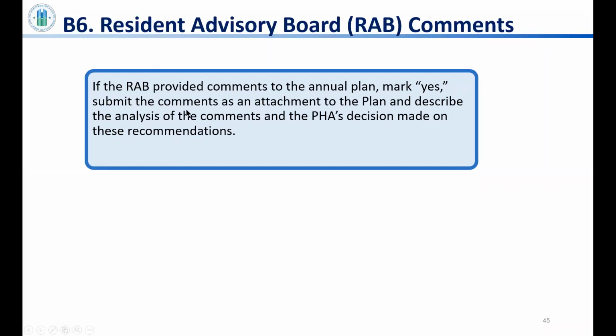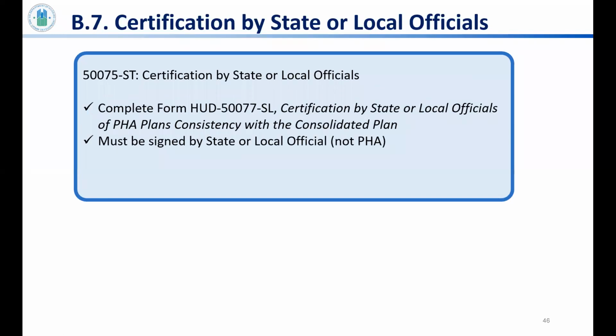The RAB, the Resident Advisory Board comments. This section is to be completed if comments were made, and they must be submitted by the PHA as an attachment to the 5-year plan. PHAs must also include a narrative describing their analysis of the RAB recommendations and the decisions made on these recommendations. I see this a lot as separate attachments. Some PHAs will even go as far as to give us the notice for the meetings they have, and then copies of all the comments that were made.